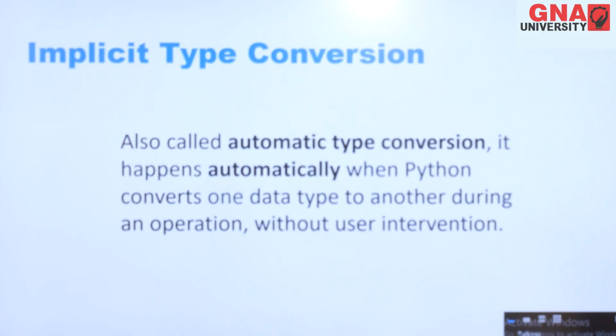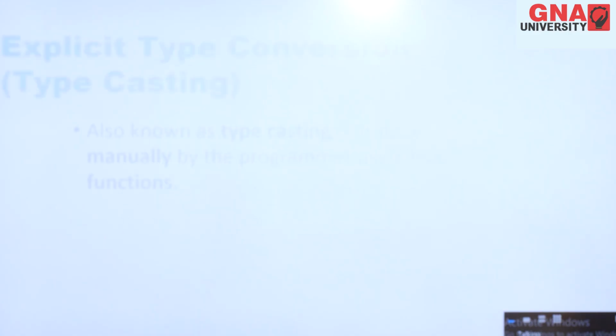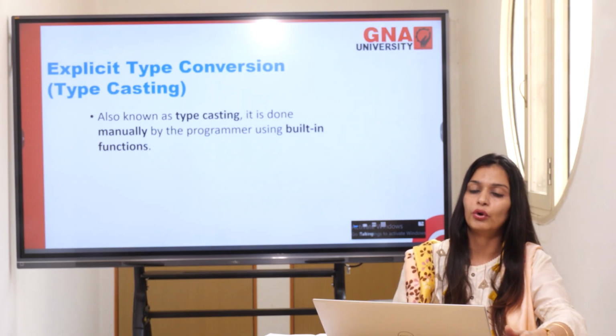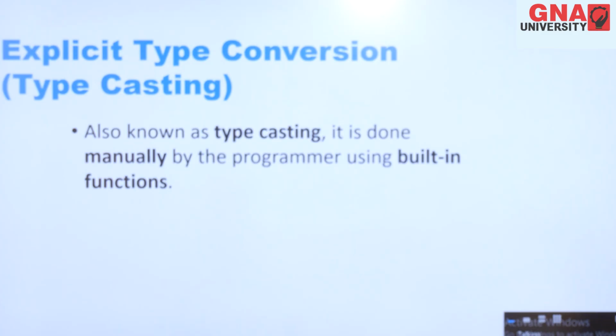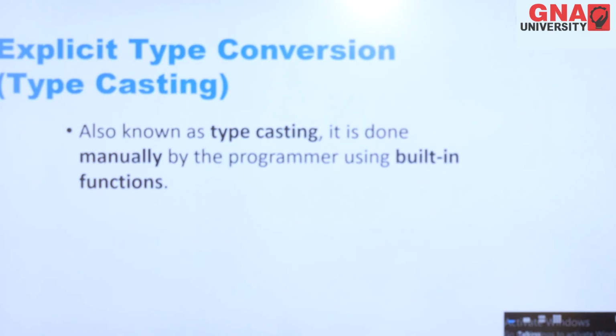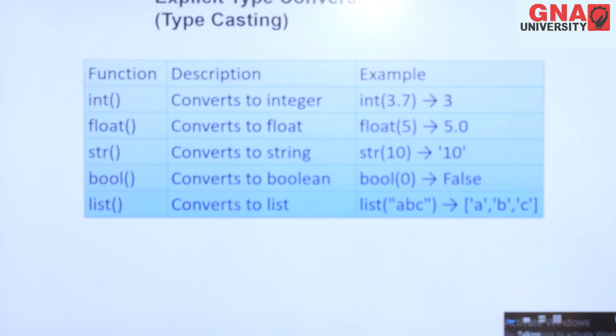Now next is explicit type conversion, also known as typecasting. It is done manually by the programmer using built-in functions. So here is a table for the same. int converts into an integer, like if we write int(3.7), it will give us 3. float converts into a float. If we want to convert anything into a string, it gets converted into a string. Similarly for bool, true or false.